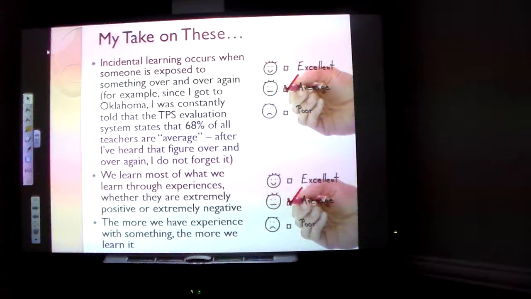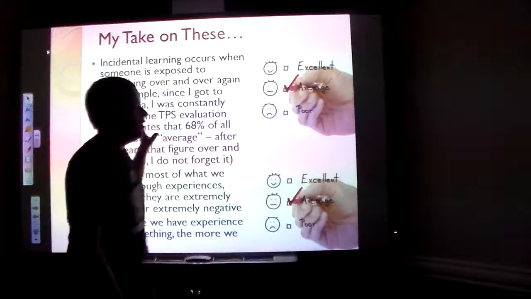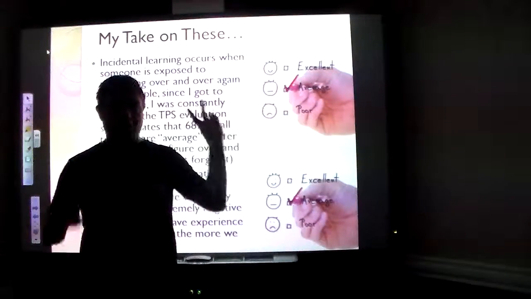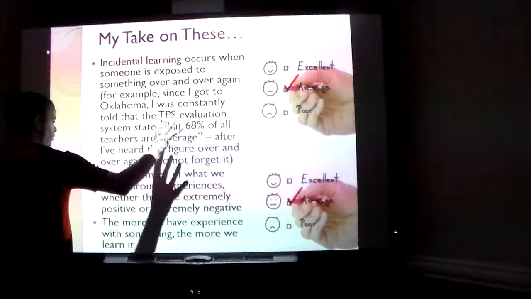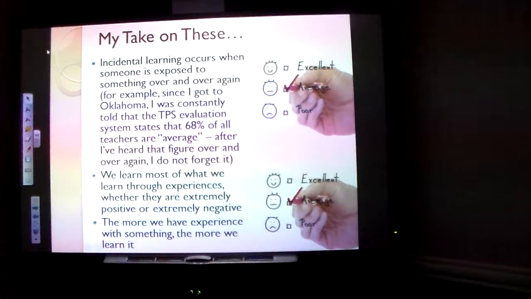In the context of Oklahoma, I sat in on all of these sessions on what the Tulsa teacher evaluation system is supposed to look like. And one of the things that I was told was that 68% of all teachers are average. And I've heard that figure over and over and over again, and I will never forget it. 20 years from now, wherever I'm at, whatever I'm doing, I'm going to remember that the Tulsa Public Schools evaluation system said that 68% of all of our teachers are average. So that experience was something that stuck with me. That's incidental learning. I was there to learn the model, but I also learned that their perception was this average teaching.